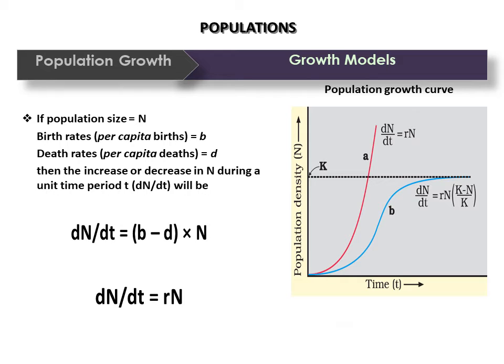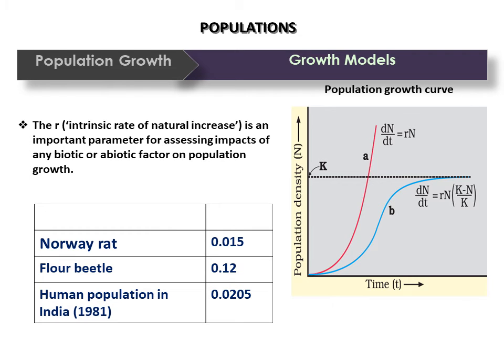Again, b minus d, you can represent it as r, and r is what is called the intrinsic rate of natural increase. Okay, so this is your equation. dN/dt is equal to (b minus d) into N, or dN/dt is equal to r into N. What exactly is r? This is the intrinsic rate of natural increase.